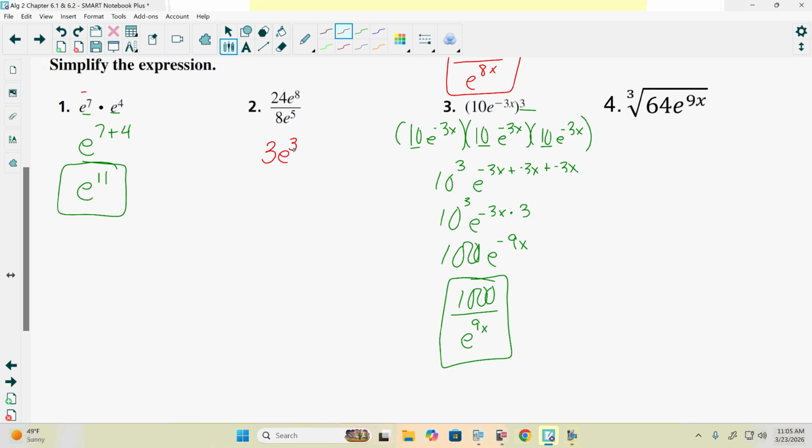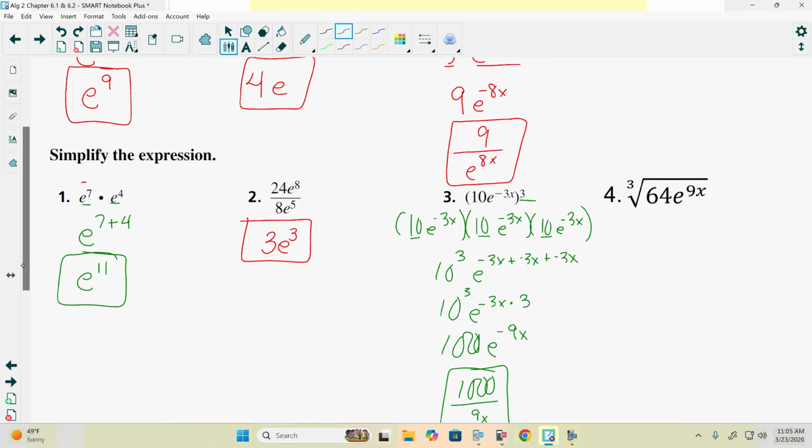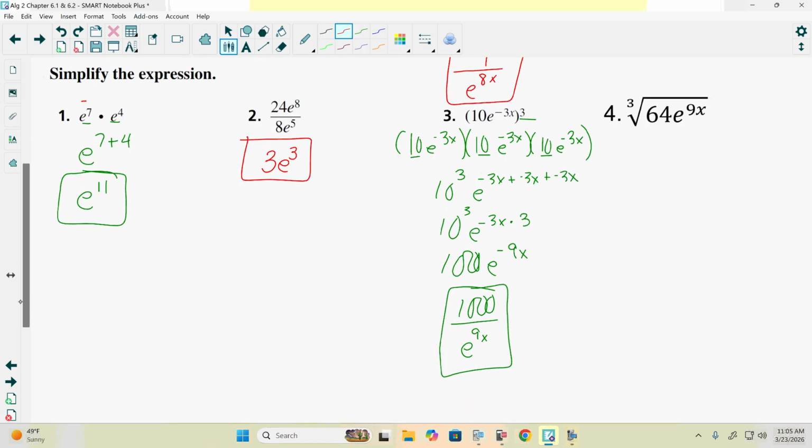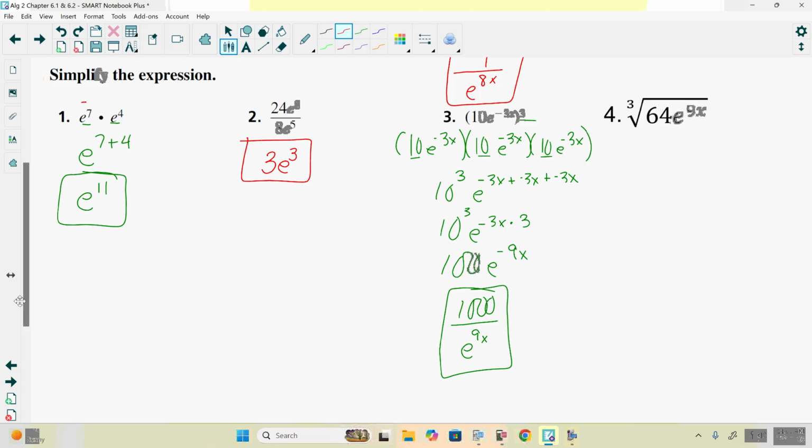Can you go back down, please? Wait, is that 1,000? It should be 1,000, the one above the fraction. Yeah, it's 1,000 e. Let's clean that up. 1,000.